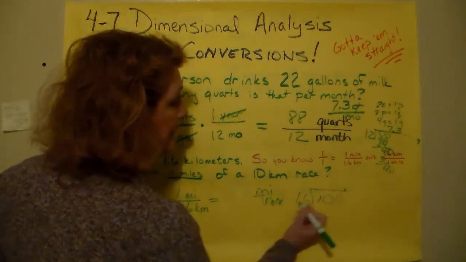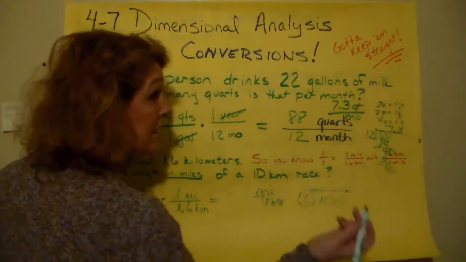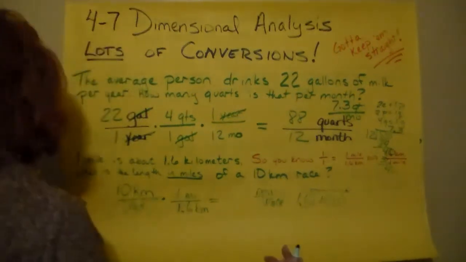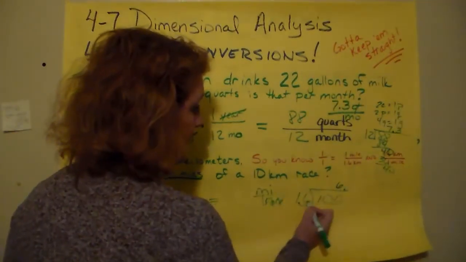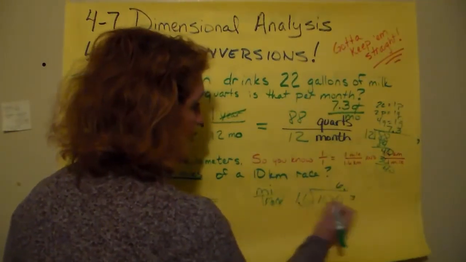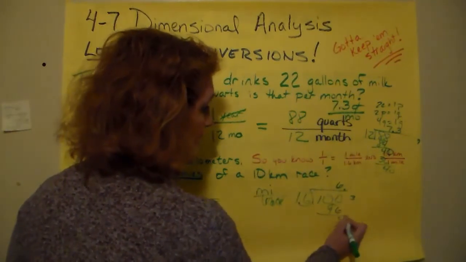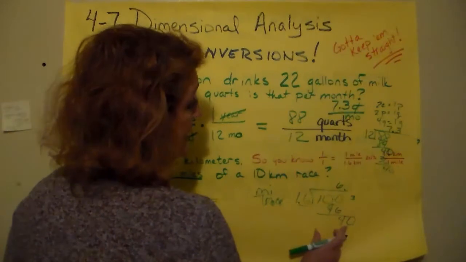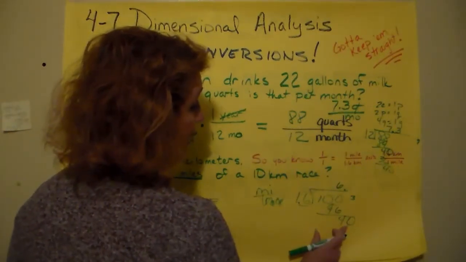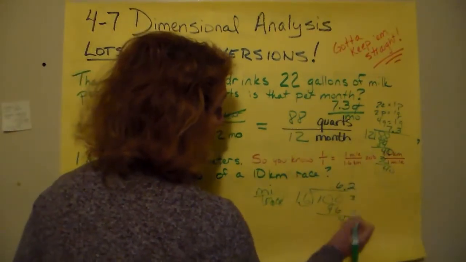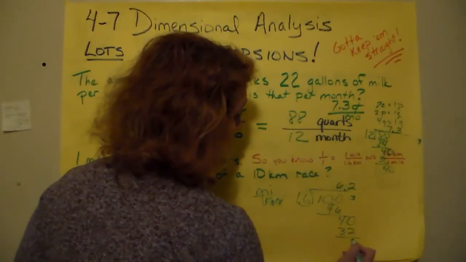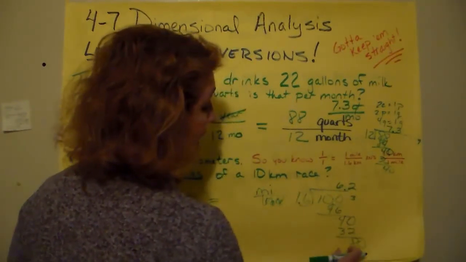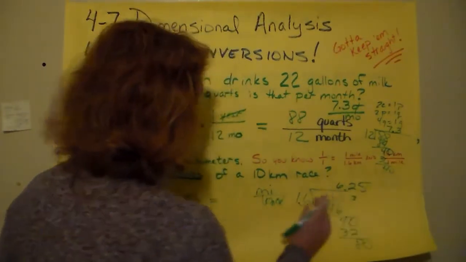I've got a 0. 16 goes into 100 about 6 times. 6 times 6 is 36, 6, 7, 8, 9, 56, 4. Bring down that. 16 goes into 40 two times, that's 32 with an 8 left over. 16 goes into 80, 5 times.